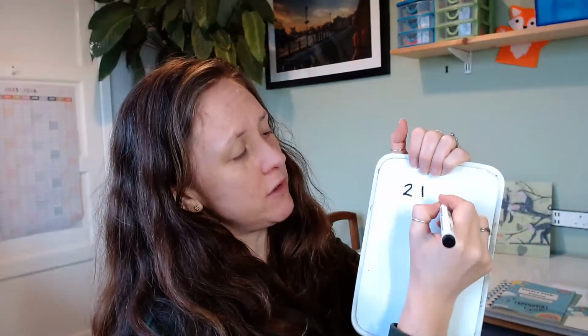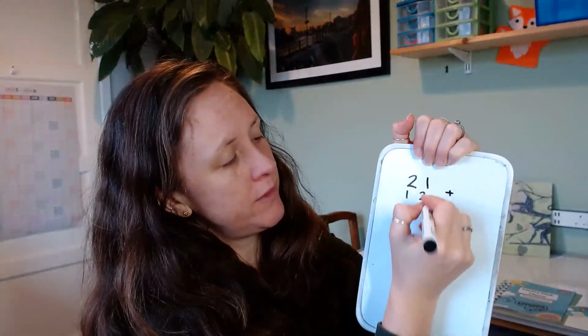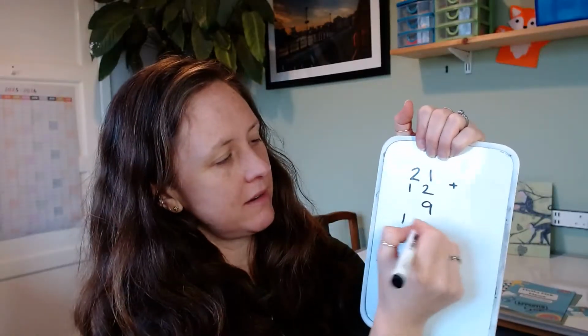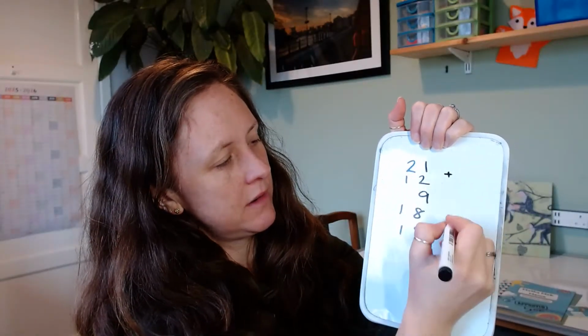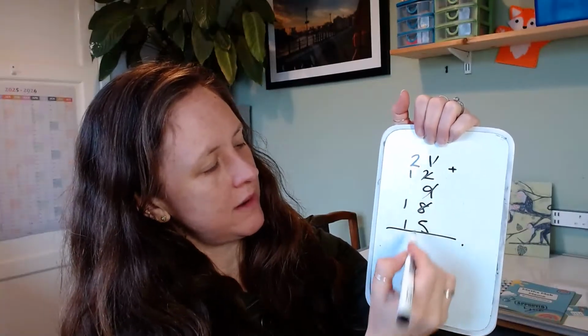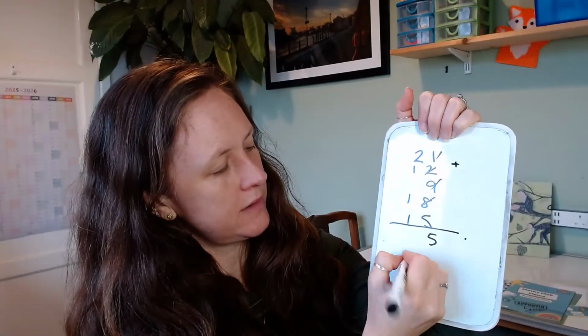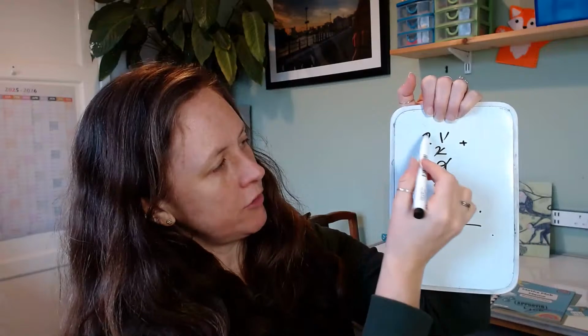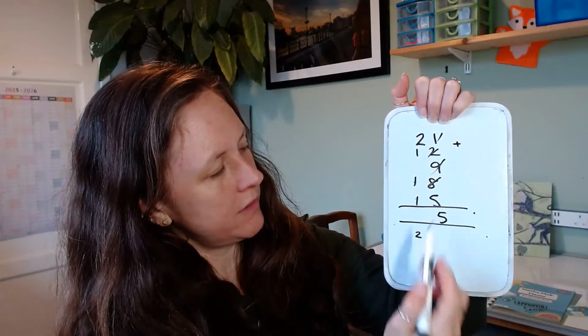So we've got to add those up. We've got 21 plus 12 plus 9 plus 18 plus 15. Add those together. What do we get? So they're going to give me 10. That's going to give me 20, 25. For adding those together. And then we've got 2, 3, 4, 5, 6, 7, 75.